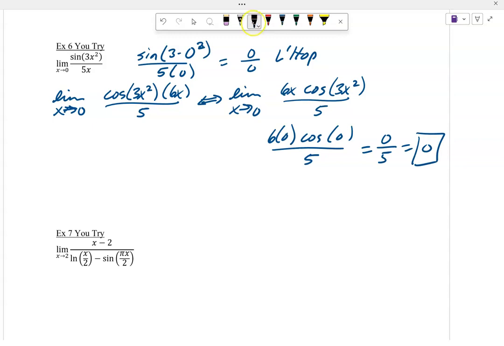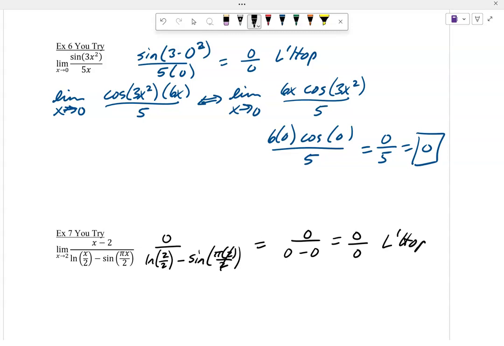But we've got 0 over 5, which is 0. This next one here, we got 2 minus 2, so we got 0 on the top. And then we've got the natural log of 1 minus sine of pi times 2 over 2. So it looks like we've got natural log of 1 is 0 minus the sine of pi is 0. So it looks like we got 0 over 0. And so we got to use L'Hopital's again.